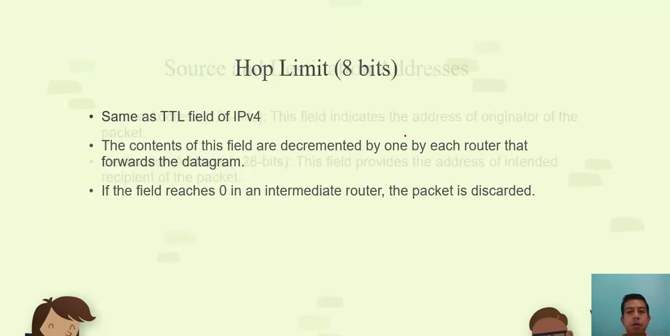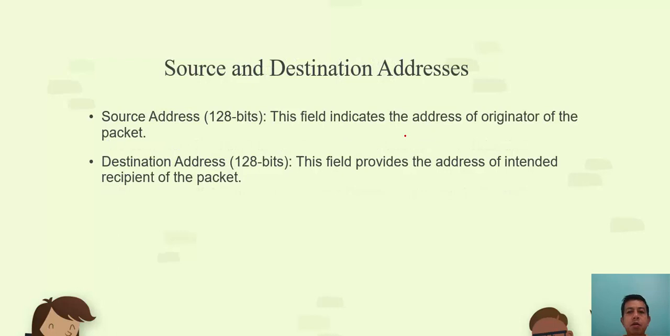And after hop limit, the next header fields are the source and destination address. The source and destination addresses are of 128 bits, unlike IPv4 where the source and destination are 32 bits. The format of IPv6 addresses, how they look and how they are represented, we will discuss in a subsequent lecture. So understand that the source address and destination address are of size 128 bits.